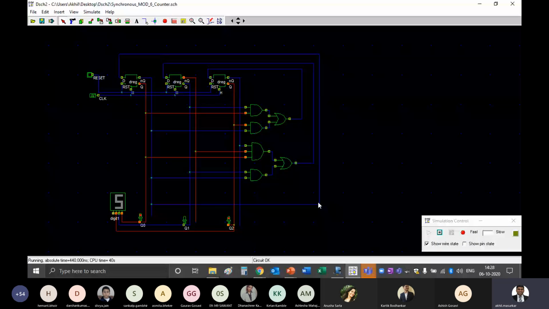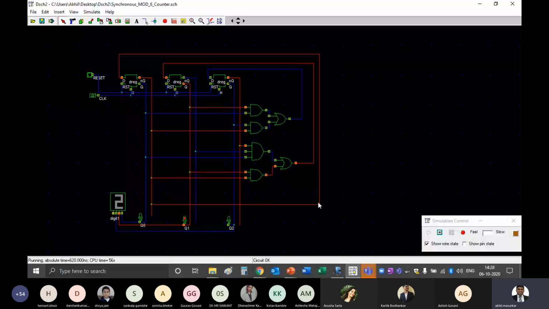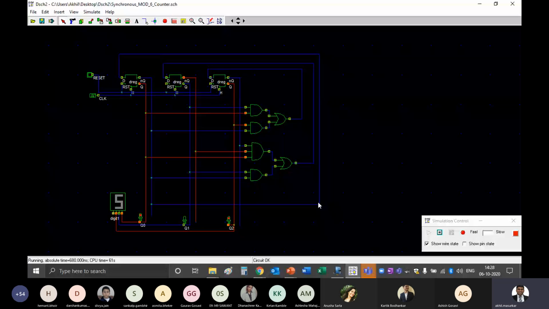Yes, any doubt in this, please ask me. Even in the implementations, if there are doubts, please ask me. So are you all able to see that the counter is counting from 0 to 5? Can somebody unmute and confirm that? On your screen, you should be able to see that the counter is counting from 0 to 5. Yes, sir. So this design is absolutely perfect.